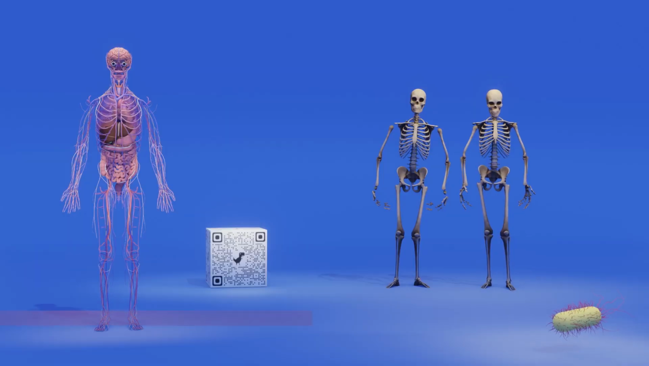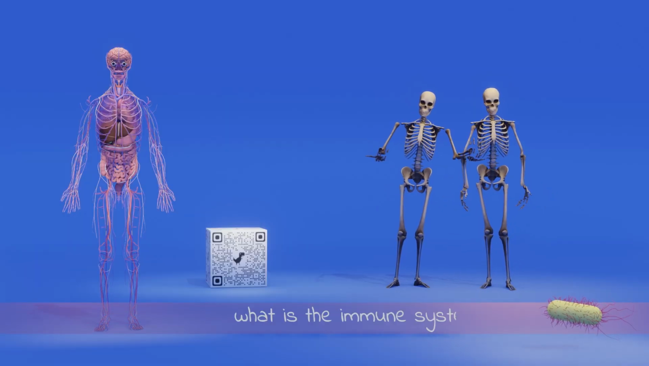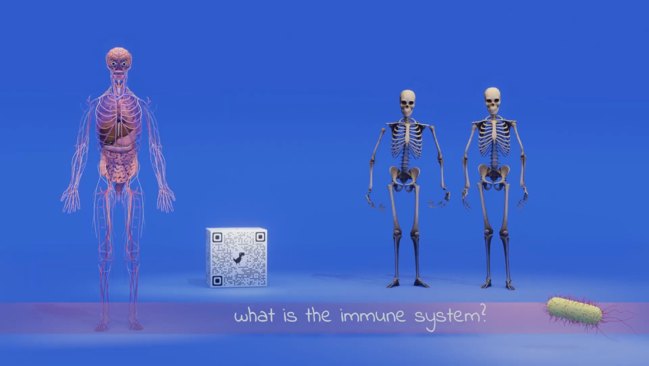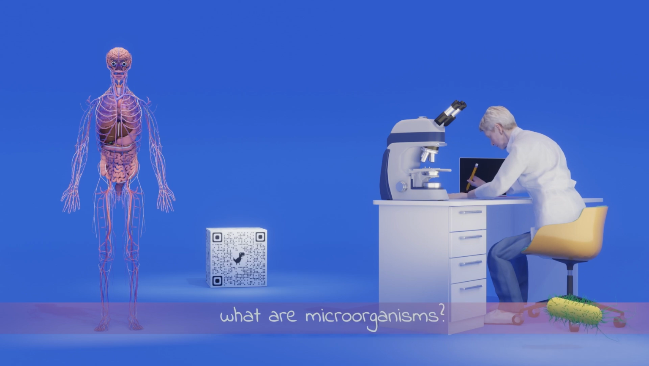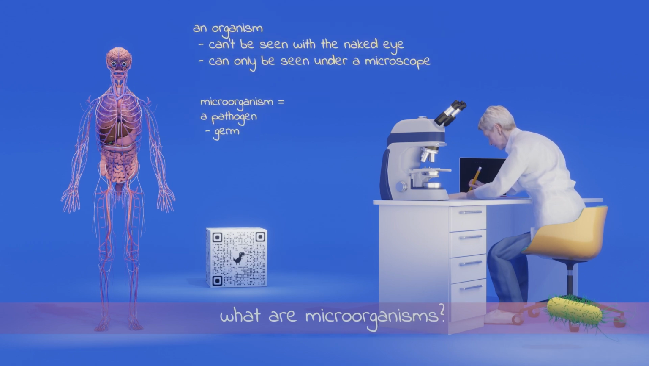The immune system protects you against pathogens, against organisms that try to make you sick, but they can also be abnormal cells, such as cancer cells. Your immune system protects you against microorganisms, also called pathogens or germs. What are microorganisms? A microorganism is a small creature that cannot be seen with the naked eye. So microscopic, they can make you sick, and that is why we sometimes call them pathogens.